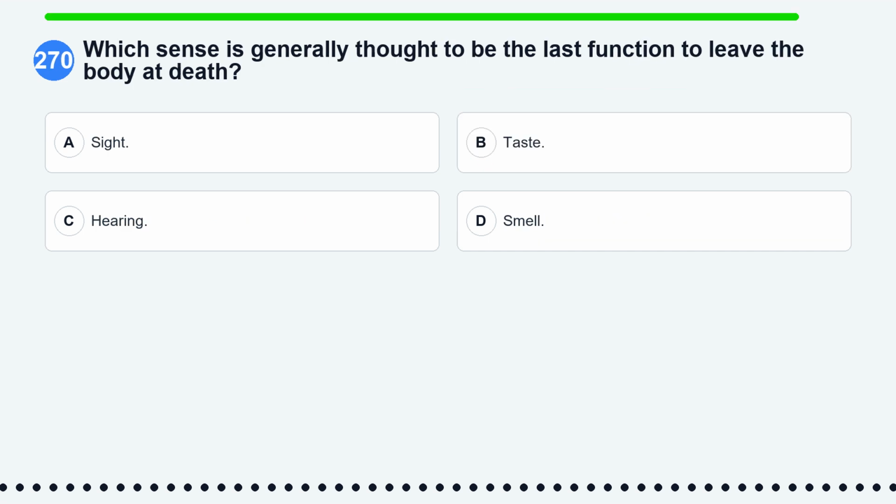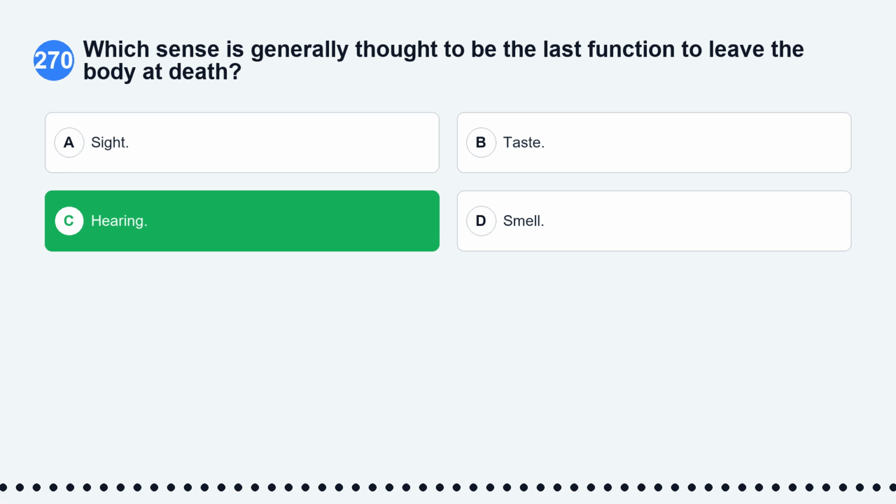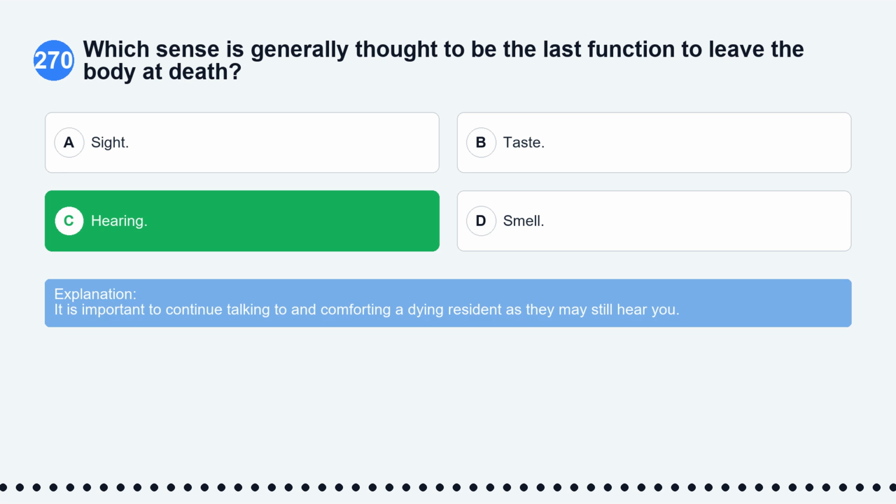Question 270. Which sense is generally thought to be the last function to leave the body at death? Option A, sight. Option B, taste. Option C, hearing. Option D, smell. The correct answer is option C, hearing. It is important to continue talking to and comforting a dying resident as they may still hear you.